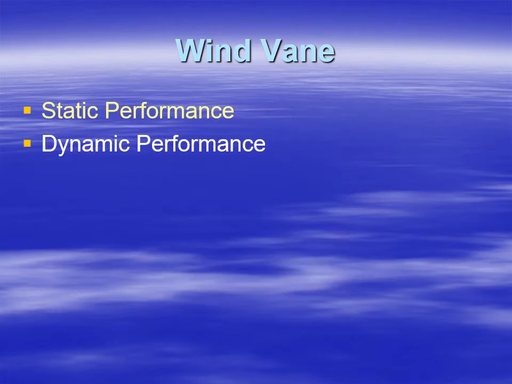And there are different types of wind vanes, and we'll talk about those in a little bit. But first, we're going to look at how a wind vane performs. In other words, how it responds to wind direction. So the first part is static performance. We're going to talk about how a wind vane actually measures its direction. And after that, we'll get into how a wind vane measures direction over a period of time by discussing its dynamic performance.